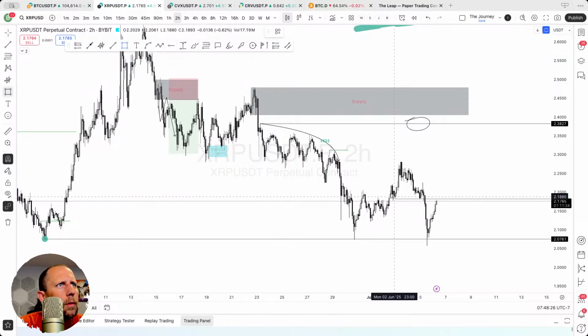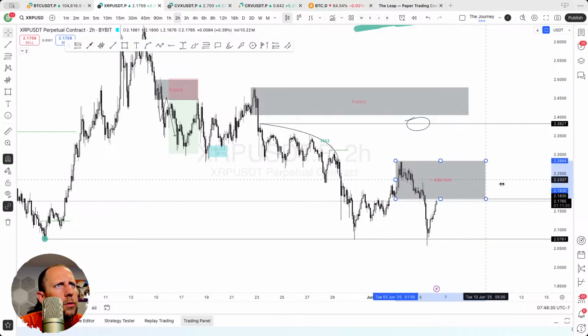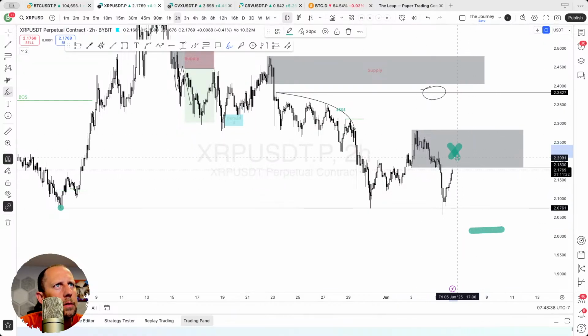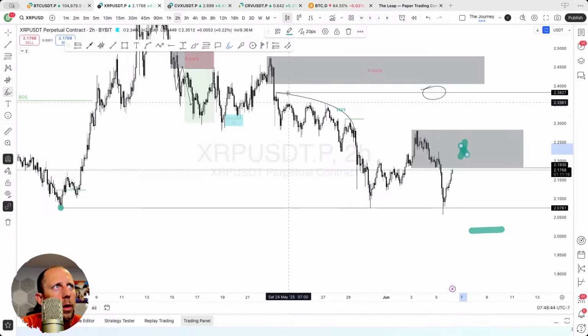Boom, boom, boom. XRP, this is what I'd say about XRP. If you are intended to set a lower low, it's coming out of this zone. If this zone fails, we're running all of this.